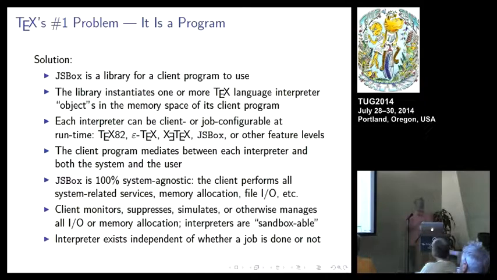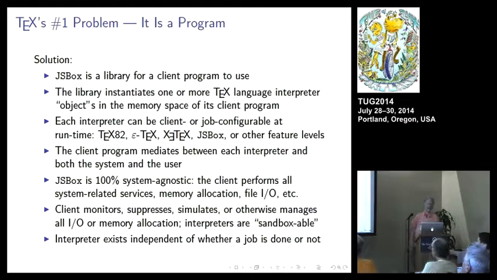All of that is sluiced through a single callback subroutine that the client installs in the interpreter so that the interpreter can talk to the client and so that the client can do those system level services for the interpreter. So that means that the interpreter is completely sandboxable in a virtual way. It's not sandboxable in the virtual memory way, but the client has complete access and can manage all of the interpreter's interactions with the outside world. Another thing about this is that the interpreter is instantiated independent of whether a job is done or not. That solves a lot of other problems.